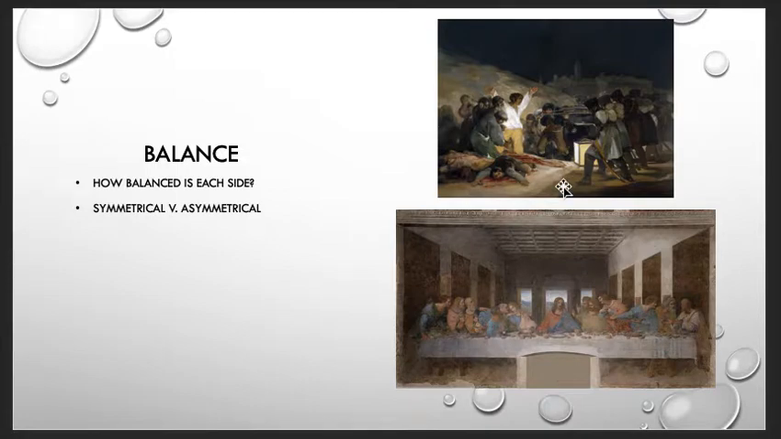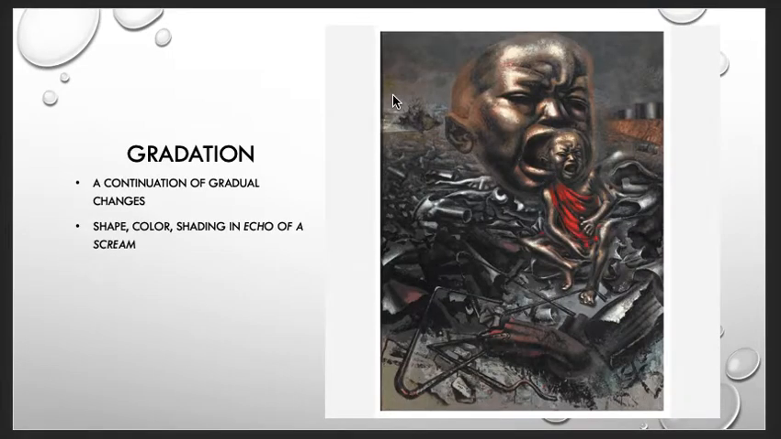Whereas we've got Goya's May 3rd here, and it is not symmetrical. We've got soldiers on one side forming this sort of line. Now it's balanced, but I would not say it is symmetrical. We've got sort of this hill here, so we want to just consider symmetry and balance. And what does that achieve in the work?